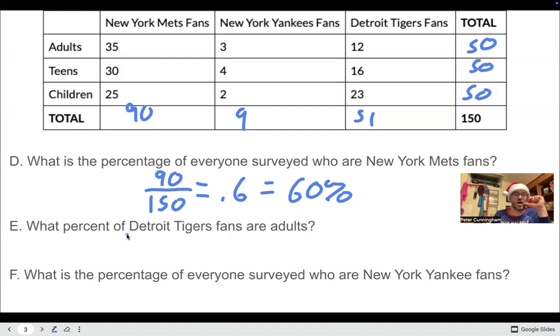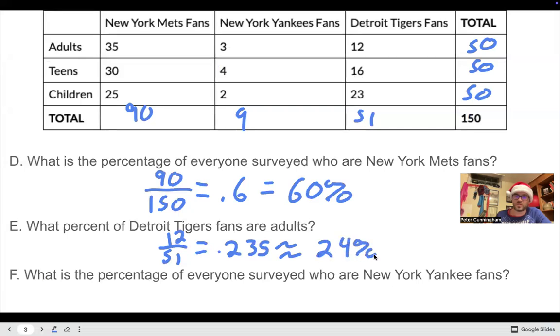All right, what percent of Detroit Tigers fans? So my denominator here is now 51. And you need to show this work on your test to get credit. You've got to show what you're dividing by and what you're dividing into. So 12 out of 51, because we have adults there, 12 out of the 51, 0.235, which rounds up to 24%.